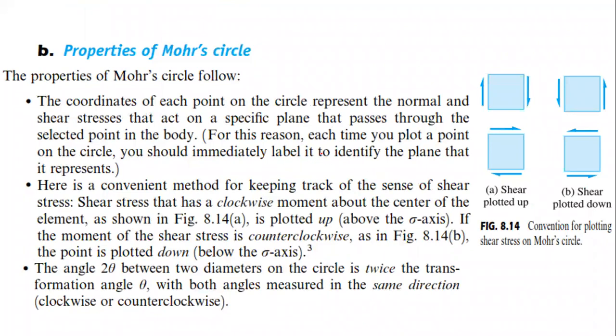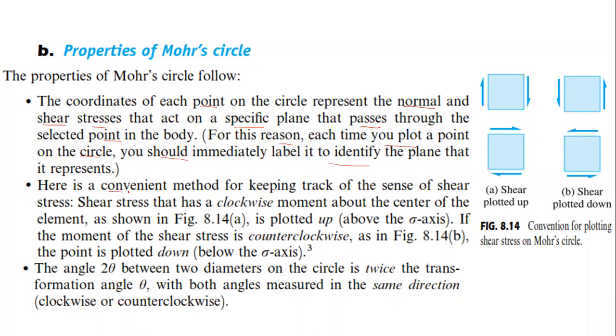So, properties of Mohr circle. The properties of Mohr circle are the following. The coordinates of each point on a circle represent the normal and shear stresses that act on a specific plane that passes through the selected point in the body. For this reason, each time you plot a point on the circle, you should immediately label it to identify the plane that it represents. Okay?